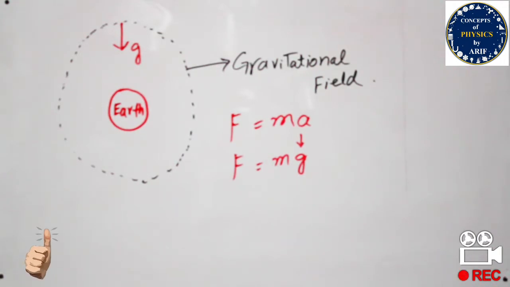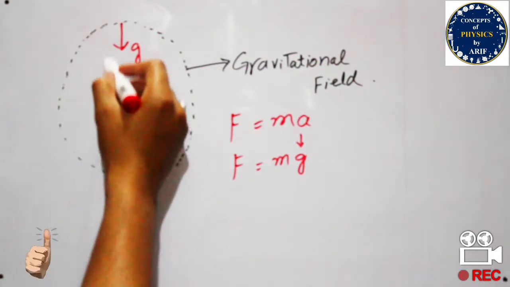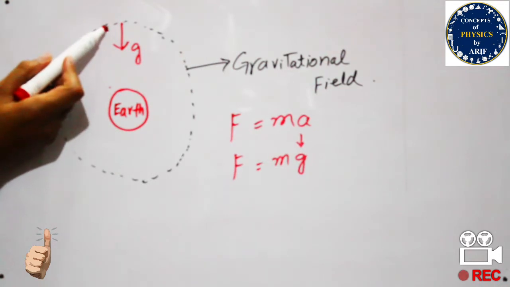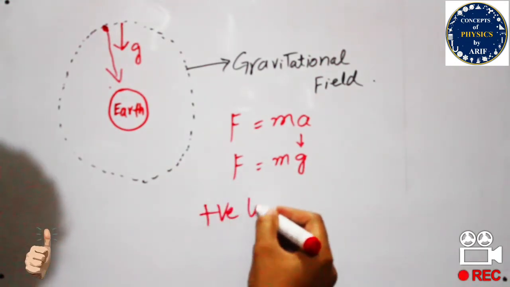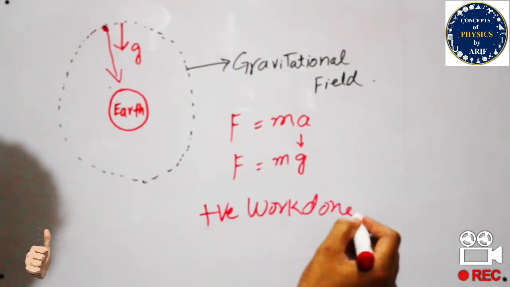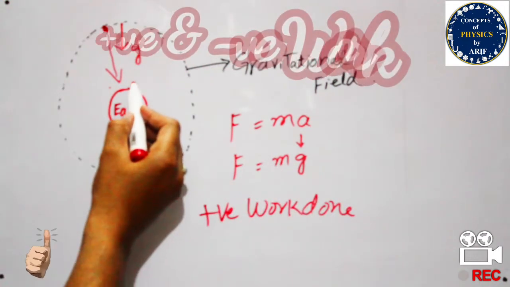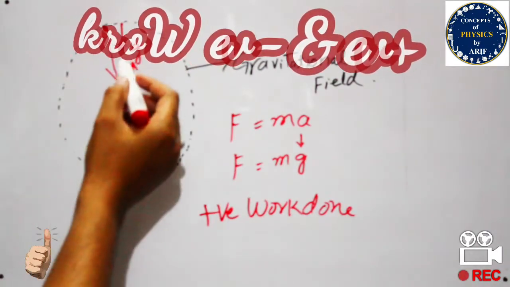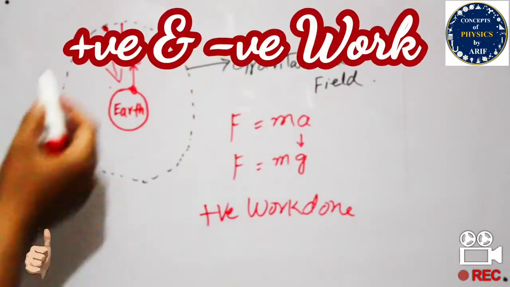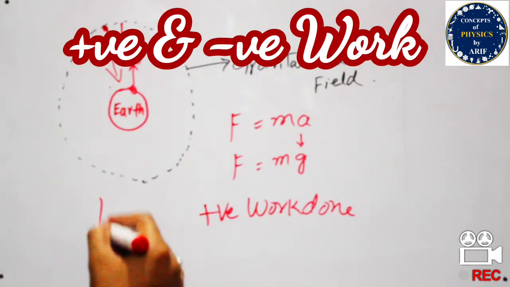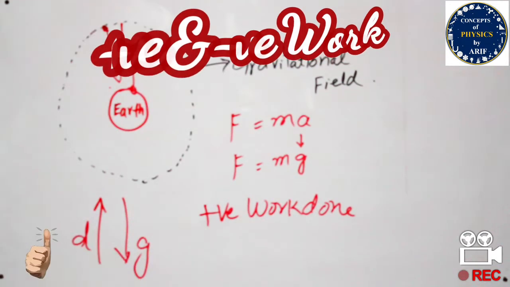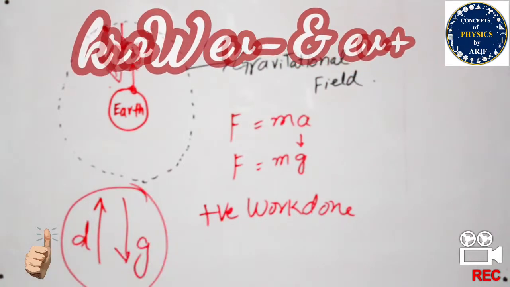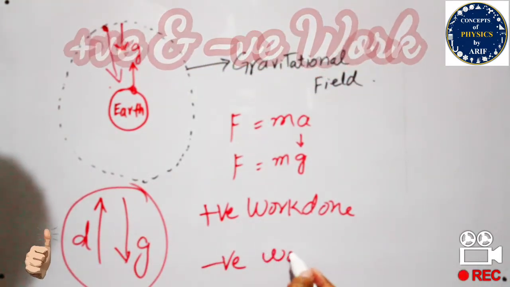So if an object is displaced in the direction of the gravitational field, for example when a body is moving downward in the direction of the gravitational field, we can say that positive work is done on the body. If a body is moving against the gravitational field, or moving upward, while the direction of gravitation is downward, then the displacement of the body is upward. In this case, these are opposite directions, so we can say that negative work is done on the body.